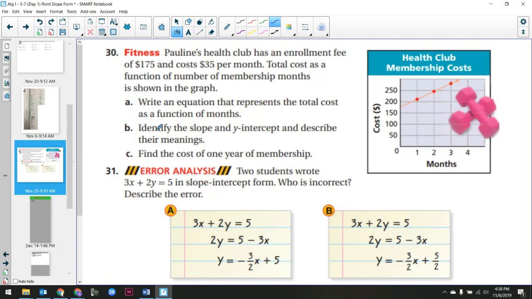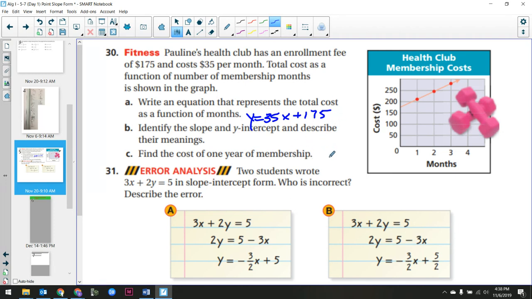All right, and here's 30 and 31. Pauline's Health Club has an enrollment fee of $175 and costs $35 per month. The equation is y, or f of x if you'd like to, 35x plus 175. I'm just going to talk through what the slope and the y-intercept mean. The slope obviously here is 35, so the slope would be the amount of cost per month. And the 175 is the initial cost, the starting value.